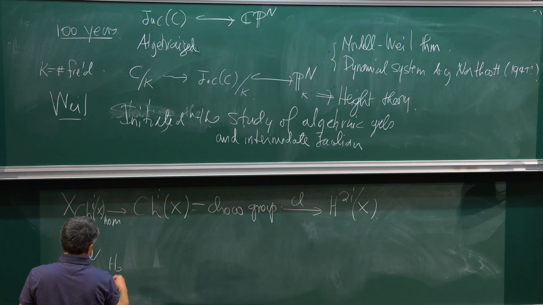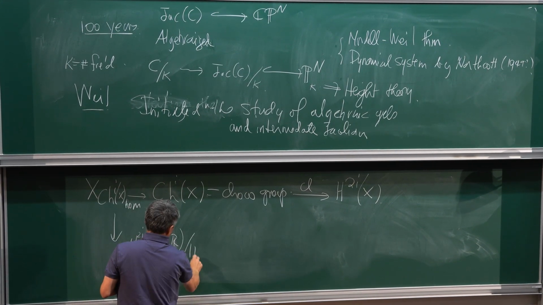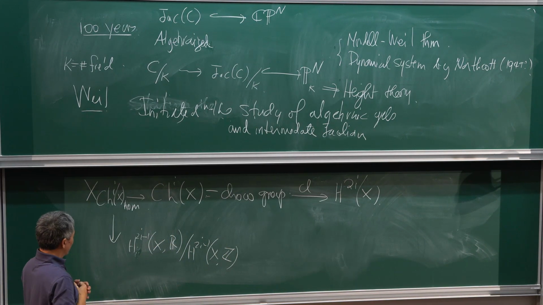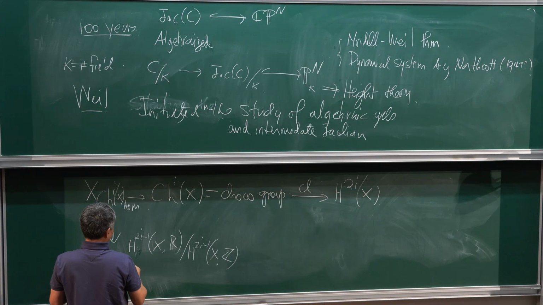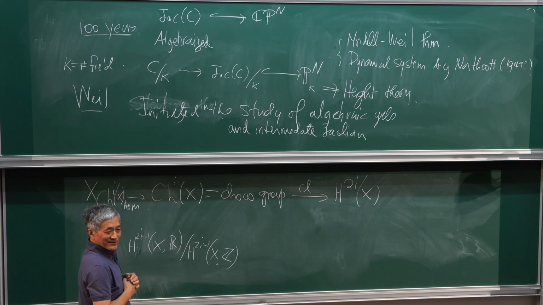I always forget where the i goes, upstairs or downstairs. It's H^(2i-1)(X, R), the real numbers, modulo H^(2i-1)(X, Z), plus F^i. In the denominator, you have to mod out the piece of the filtration, F^i of this one. No, it's R, the real numbers. You put R.